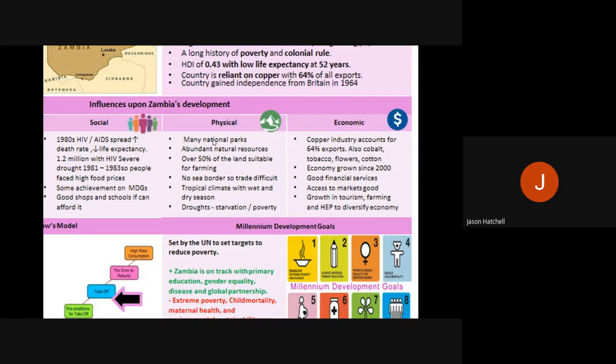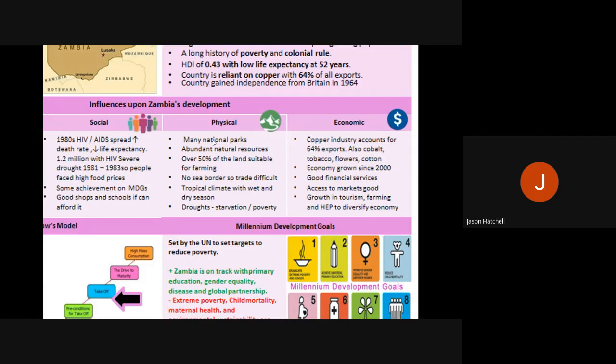Finally then, in terms of Zambia's economy overall, we've touched on some of this already. 64% of all of its exports are copper. There are also other things they export like flowers and cotton and tobacco. Since 2000, there has really been an increase in Zambia's level of development. So it's really in the last 20 years that we've seen Zambia start to really develop and become more of a high-income LIDC nation. And that's not to say it's highly developed, it's just to say that it is growing in size in terms of its economy.